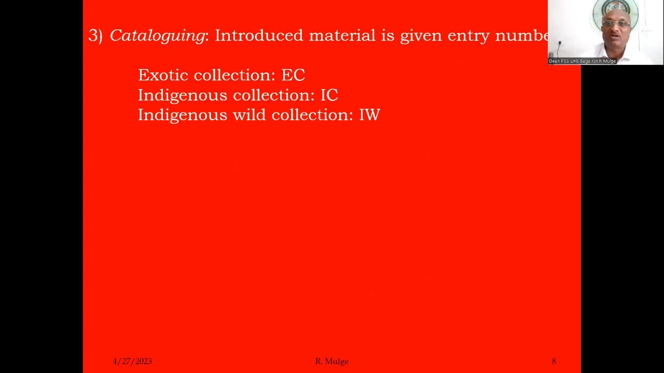So that is the quarantine procedures. Once material has passed through quarantine, then you can catalog. Introduced material is given an entry number. Exotic collection EC, indigenous collection IC, indigenous and wild. Normally NBPGR gives you this prefix like EC, IC. EC means exotic collection, IC means indigenous collection, IW means indigenous wild collection.